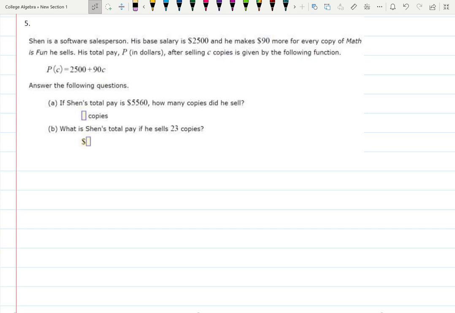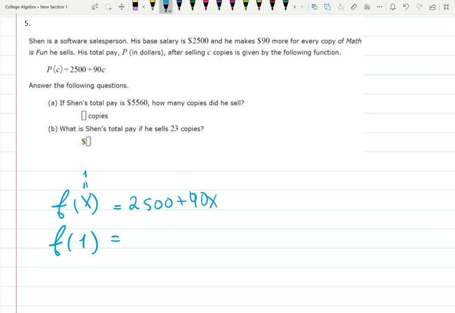In this video, let's practice how to find inputs and outputs of a function from a real world situation. So we're trying to teach you the idea that if there's a function f of x and it does something like 2500 plus 90x, and then I tell you, plug in 1, everywhere you see x, you plug in 1. It's just an example. So 2500 plus 90 times 1, and you get the answer. In this case, it's going to be 2590.